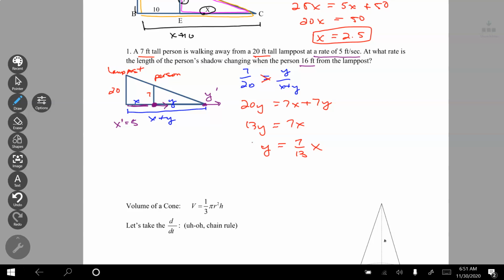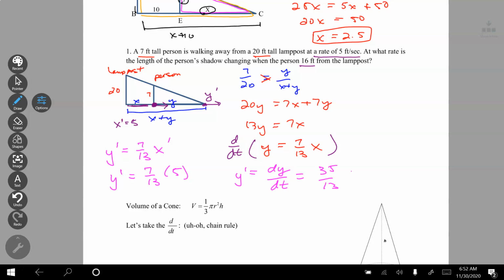Well, I can just take the derivative of this, and when I do that, I get y prime is equal to 7 over 13 x prime, or y prime is equal to 7 over 13 times 5. So the rate of change of the shadow is going to be y prime, dy over dt, is equal to 35 over 13, and this was feet per second. The 16 wasn't really important information.